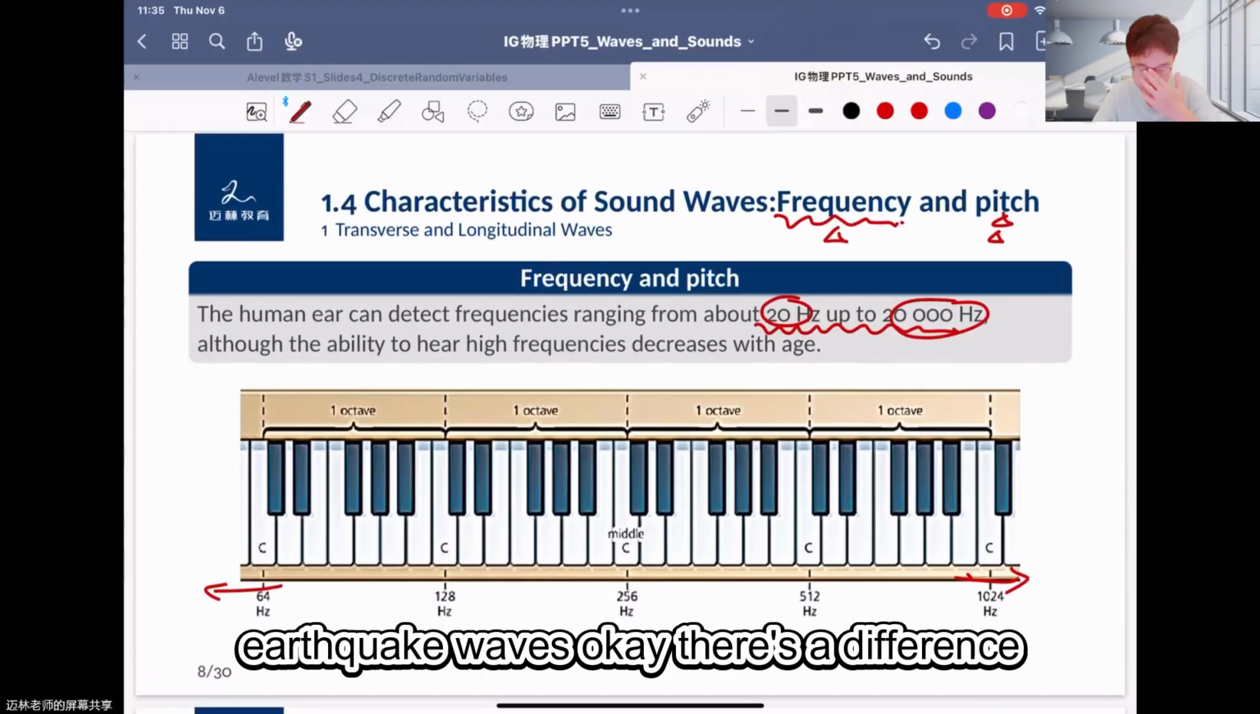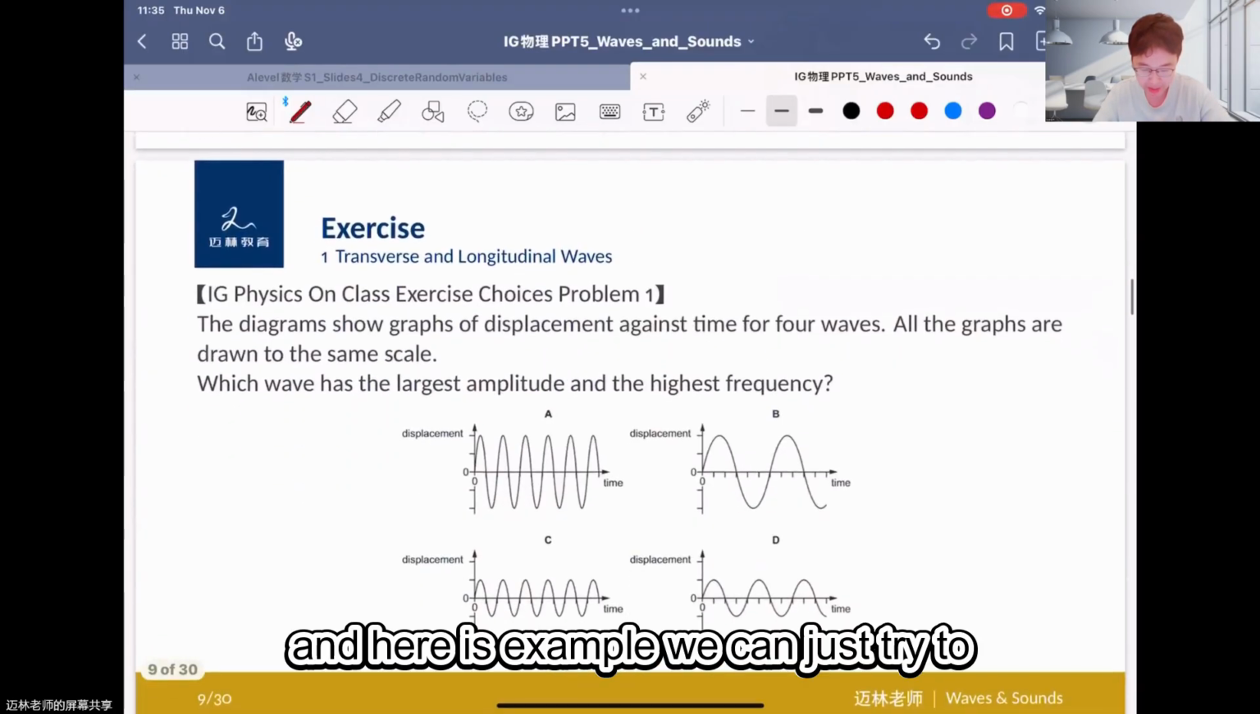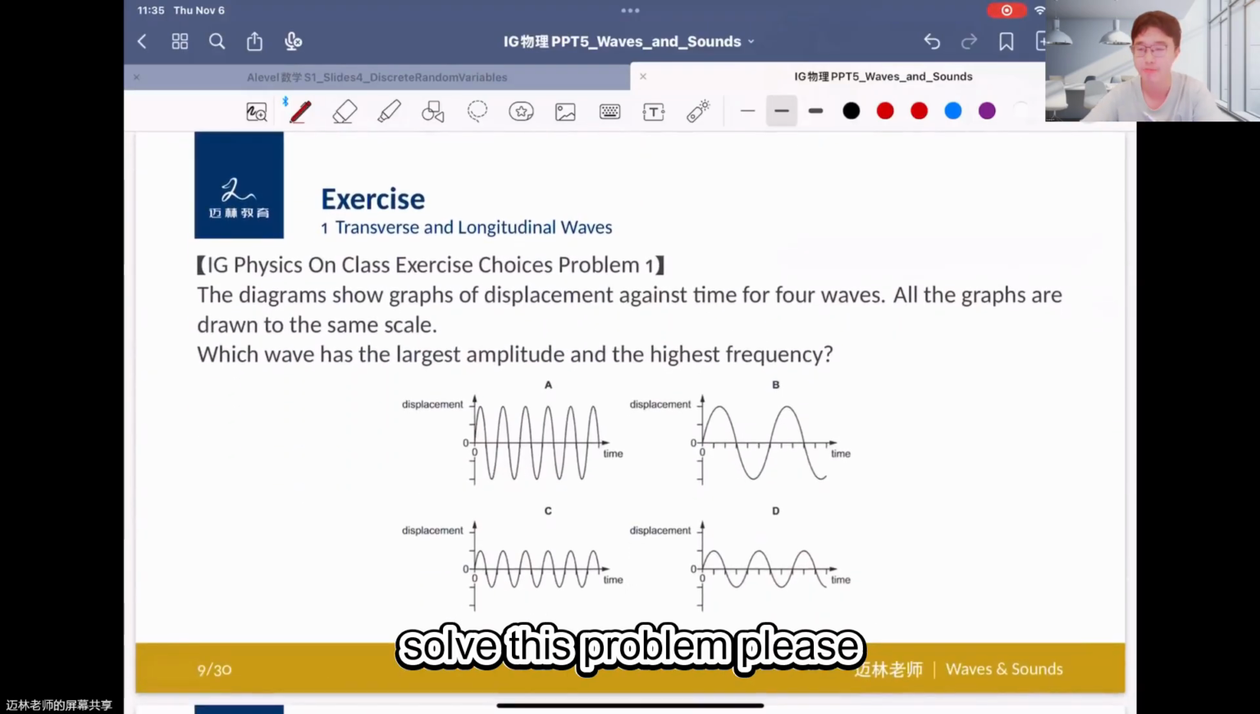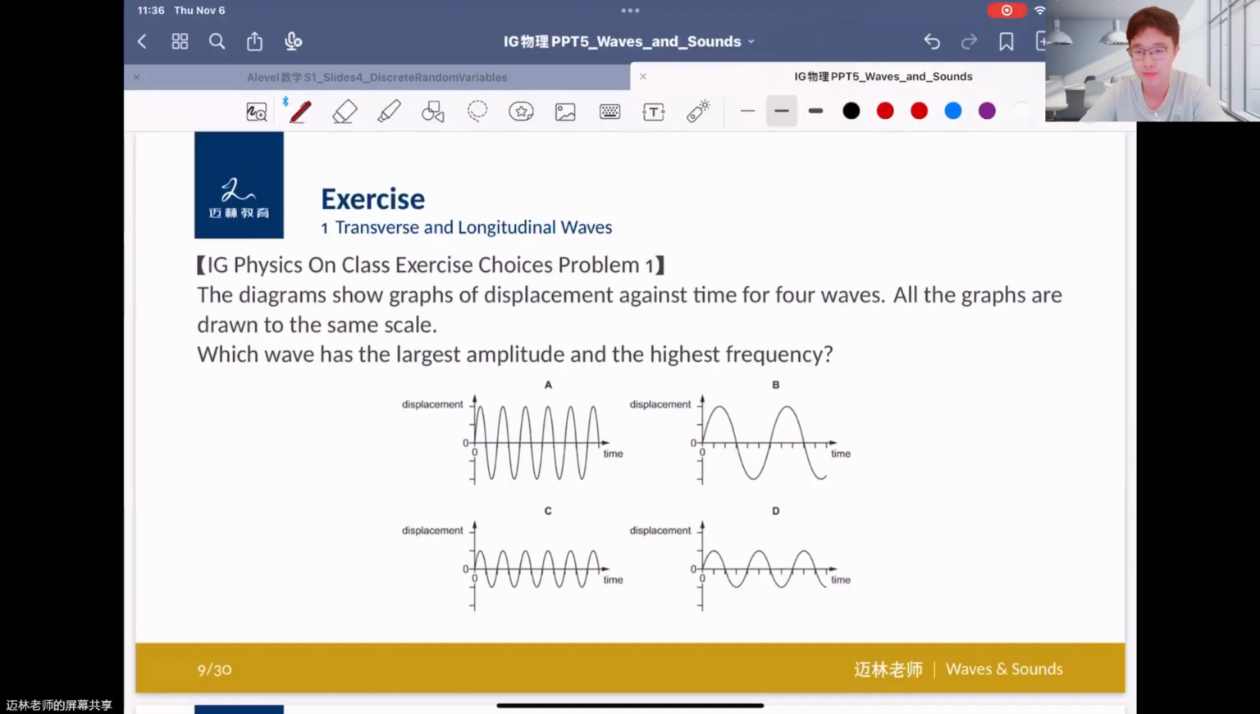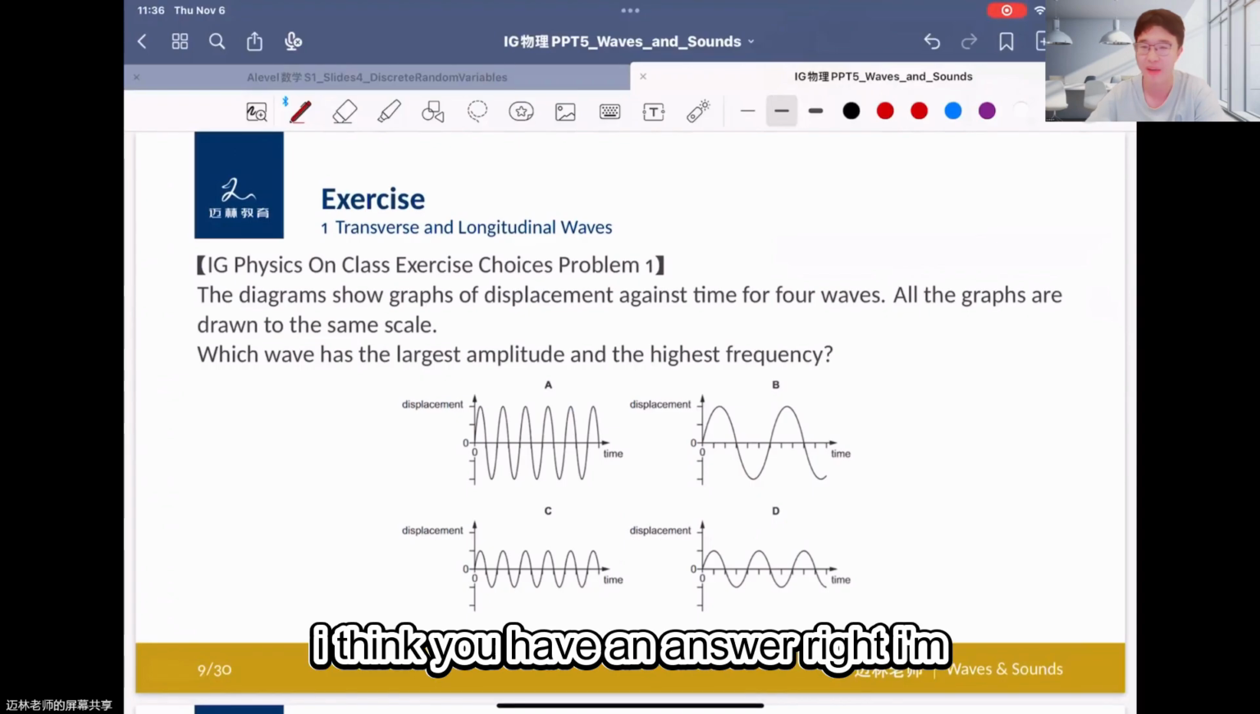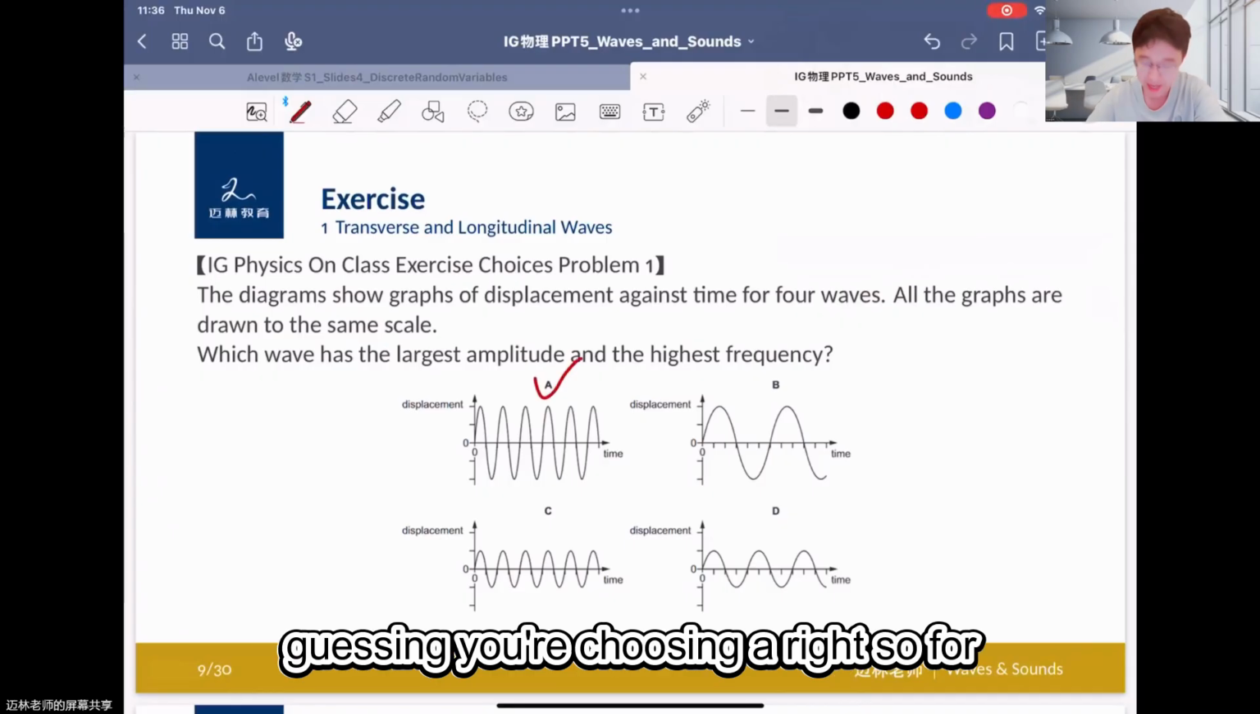So there is a difference. Okay, and here is an example. You can just try to solve this problem, please. Okay, I think you have your answer, right? I'm guessing you're choosing A, right?